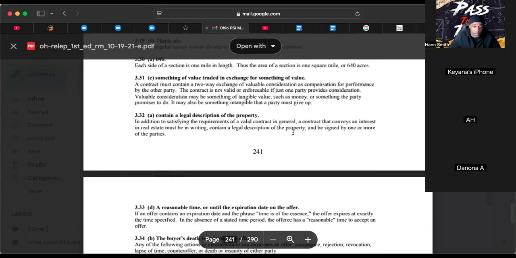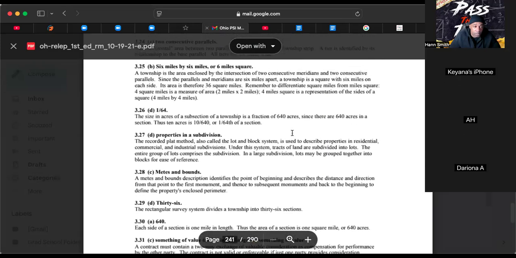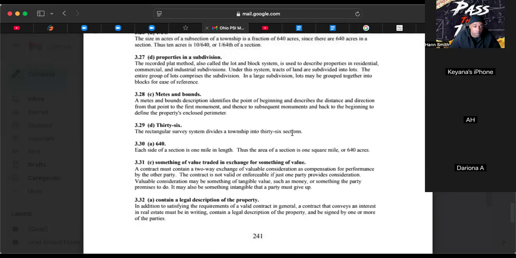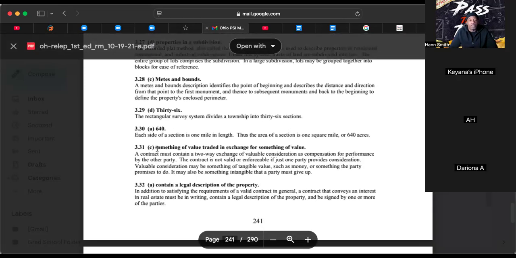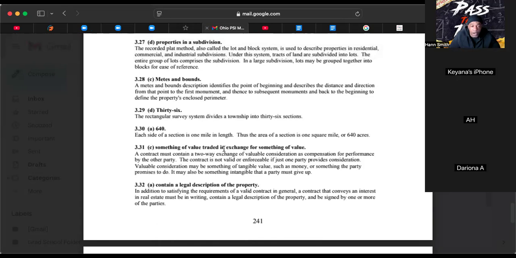Which one was that? Right here. It is C. Something of value traded in exchange for something of value. A contract must contain a two-way exchange of valuable consideration as compensation for performance by another party. The contract is not valid or enforceable if one party provides consideration. Valuable consideration may be something tangible, of tangible value, such as money, or something the party promises to do. It may also be something intangible that the party must give up.